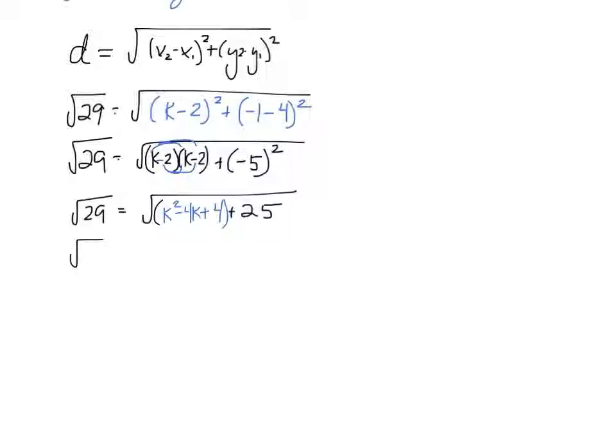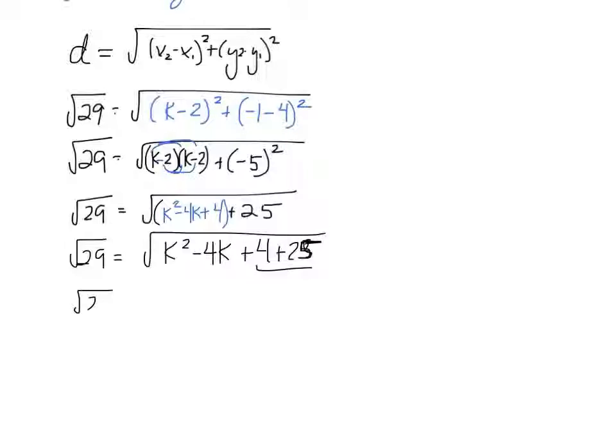And I take my root 29, and then I've got k squared minus 4k plus 4 plus 25. Whoopsie, I was already jumping ahead in my head in the math, right? Well, those are like terms, so I can add those. So I'm just going to keep on going, simplifying as much as I can. K squared minus 4k plus 29. Now, I can't go any further inside of this square root symbol. But ultimately, that's my challenge, right, is the fact that I have a square root altogether.